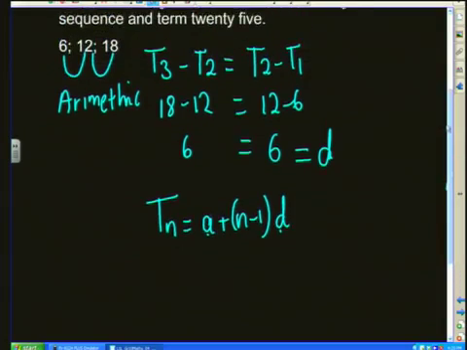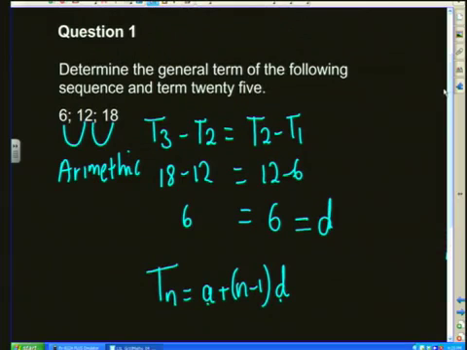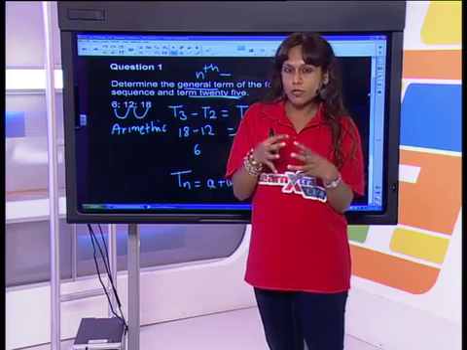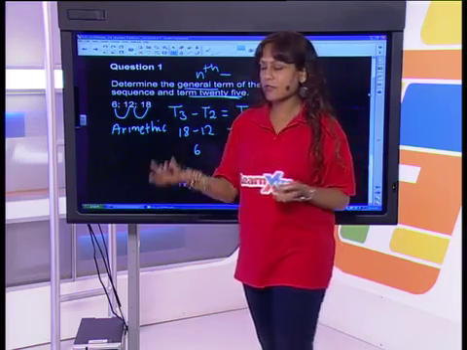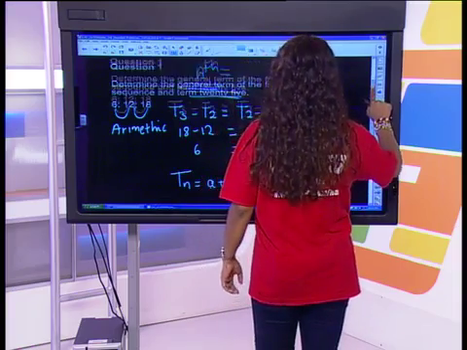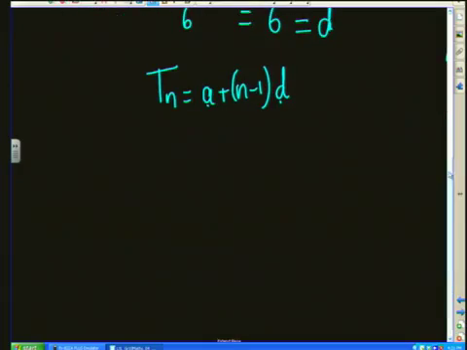Now to tackle the question. So we've determined that it's arithmetic. We've worked out the common difference. They say find the general term or the nth term of the sequence and then find term 25. In order to find term 25, we first need to work out the nth term. You have to have your general term, because remember, your general term will help you to find any term in the sequence. Okay. How do we work out this general term? Well, we go to that formula there. We know that a represents the first term, and d we know is equal to 6. So we simply plug in the values that we have.